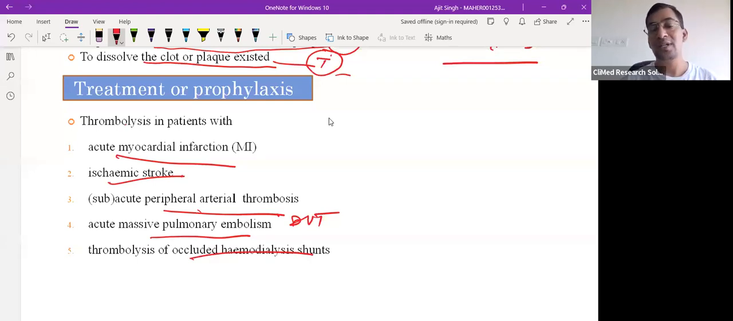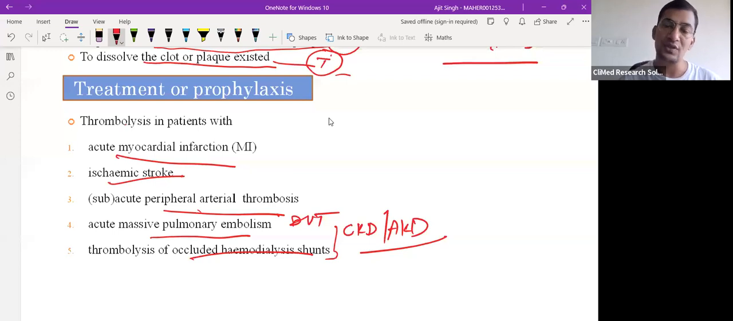So usually there is the hemodialysis in CKD patients or AKD patients, acute kidney disease, and their hemodialysis shunts are getting blocked because of thrombus formation. Okay, so usually these drugs are also given to open the hemodialysis shunts in the CKD or AKD patients also. These are the major indications of antithrombolytic agents.